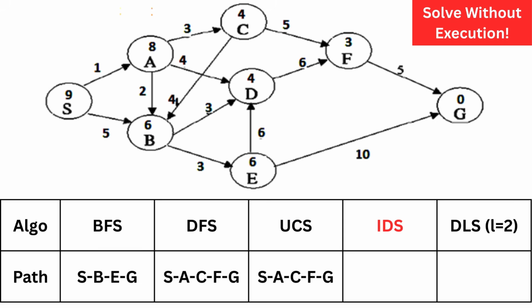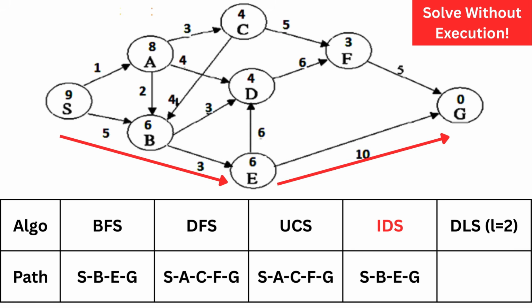Now what about iterative deepening search? The property of IDS is that it uses the property of optimality from BFS and the property of linear space consumption from DFS. Which means the path that BFS returns, the IDS will also return the same path, which is optimal if step cost is 1. So the path from BFS was S, B, E, G. So the IDS will also return the path S, B, E, G.